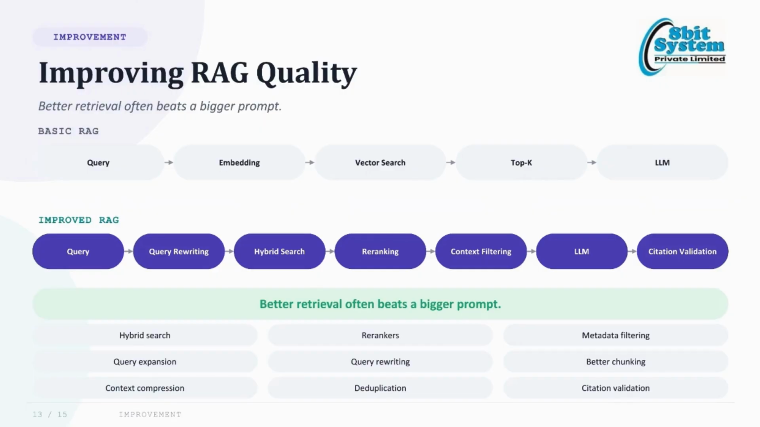Once you know the failure, here's how to fix it. A basic pipeline is just embed, search, and generate. An improved pipeline adds query rewriting, hybrid search, re-ranking, and citation validation. Remember, better retrieval often beats a better prompt. No amount of prompt engineering fixes garbage context.